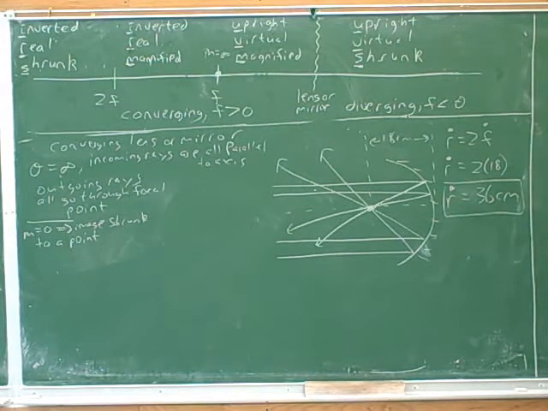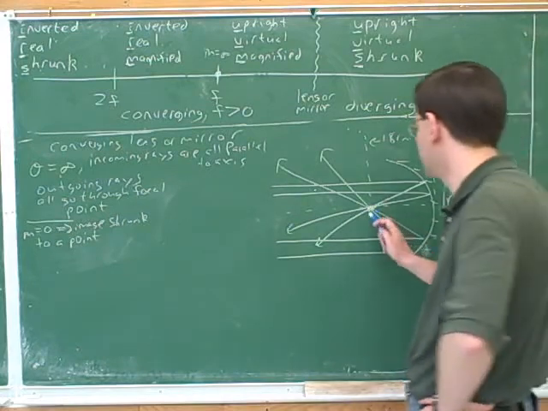Now, a real image is on the same side as the outgoing light, and a virtual image is on the opposite side of the outgoing light. It's a real image. Which side is the outgoing light on? The left side. And which side is the image on? The left side. That's always the best way to work it out. So that's right, this is a real image.